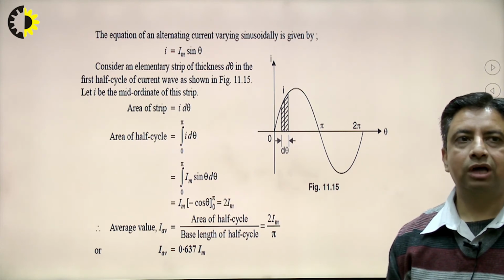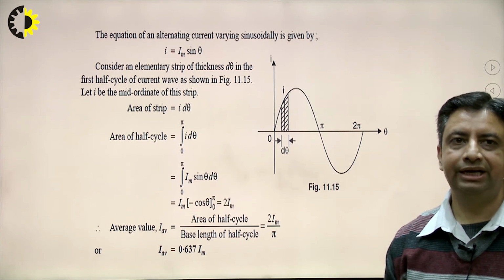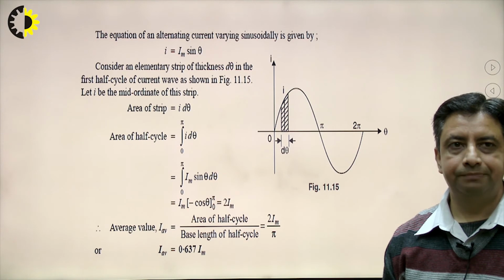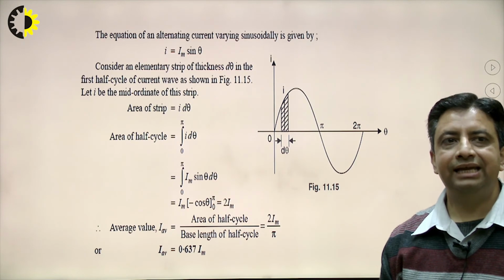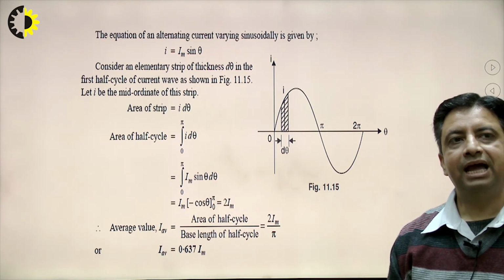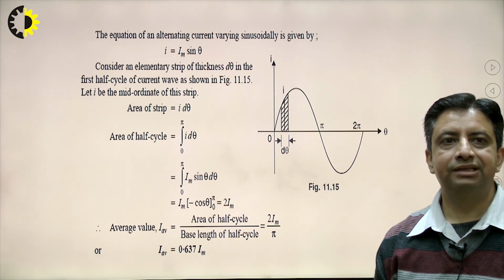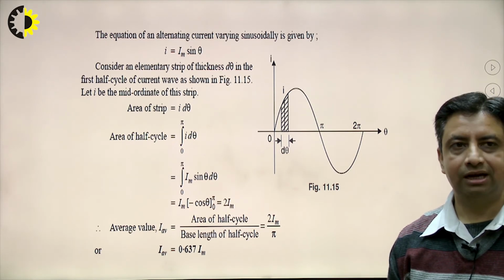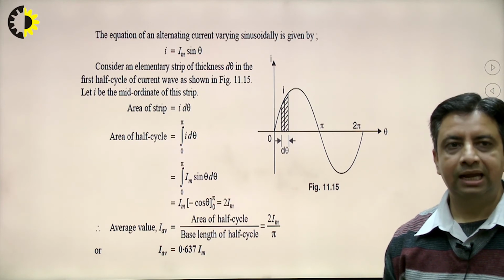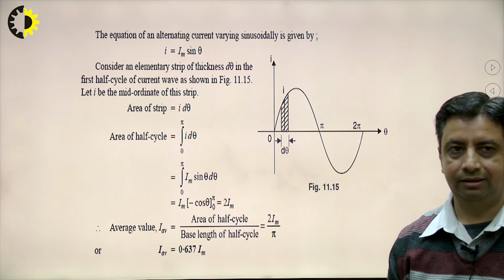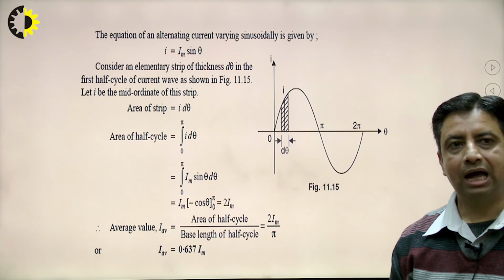To find the area of the half cycle, I have to integrate from 0 to pi, and the expression will be i d theta. This i is replaced by Im sin theta. As you can see, Im is the maximum value and is constant, so I will take it outside. The integration of sin theta is minus cos theta, and we put the limits from 0 to pi. So the area of the half cycle comes out to be equal to 2 Im.